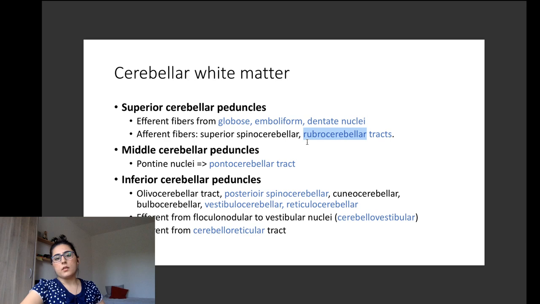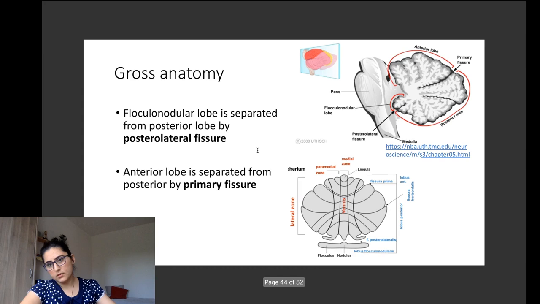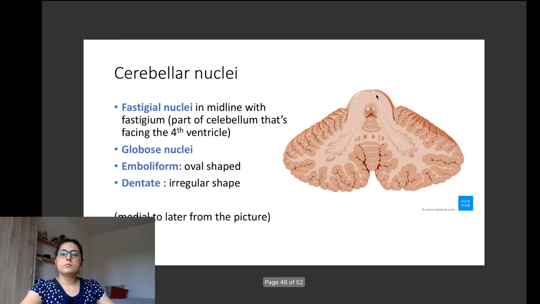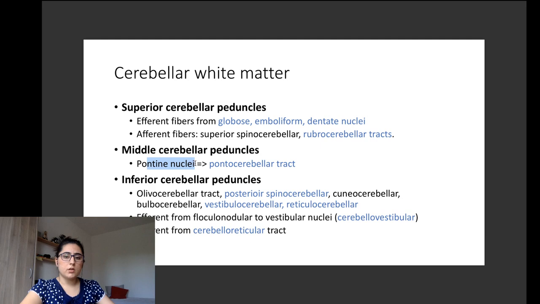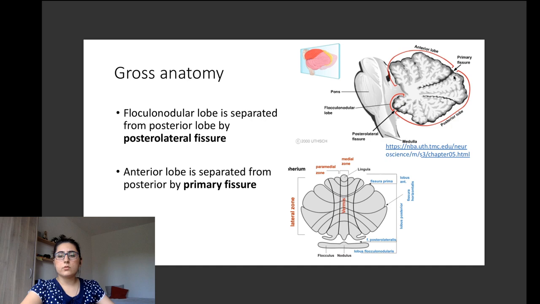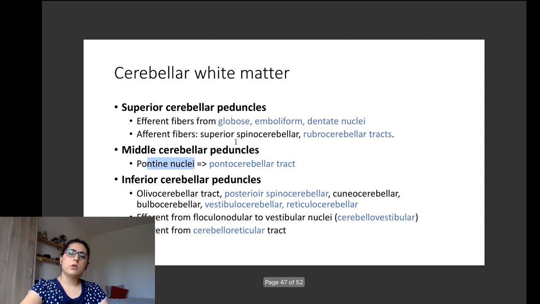The other one, pontine, middle cerebellar peduncle. Notice that we said pons is here, midbrain is here, medulla oblongata is here. Pons and cerebellum are on the same level, right? So it would make sense for the nuclei in the pons. Here there are pontine nuclei. It's pons, pontine nuclei. So the nuclei from the pons are going to send fibers to the cerebellum, something like from here to here, through the middle cerebellar peduncle. It's going to be called the ponto cerebellar tract.